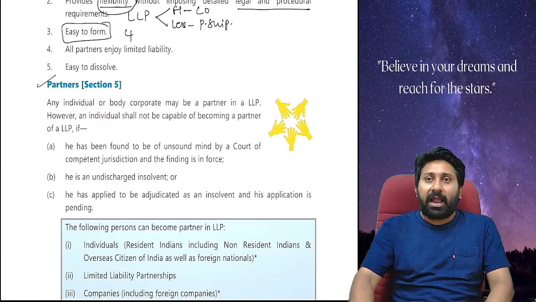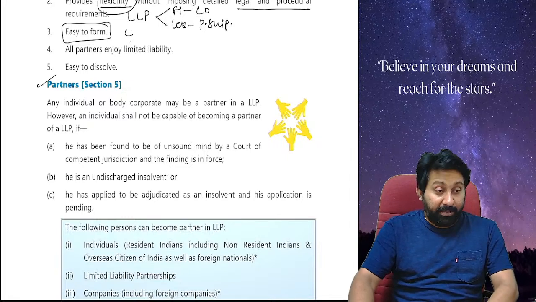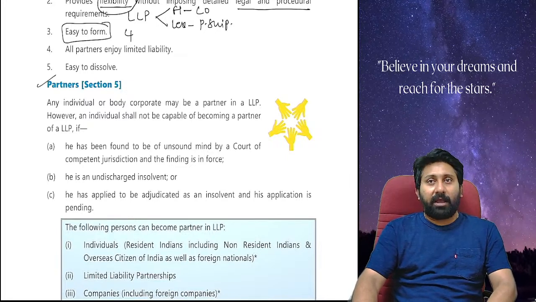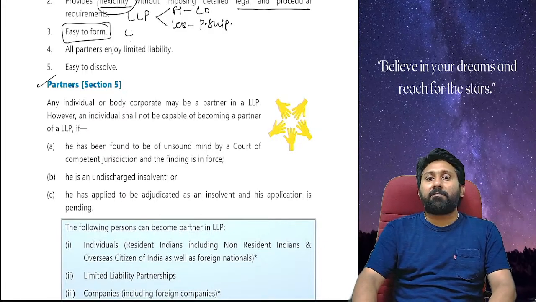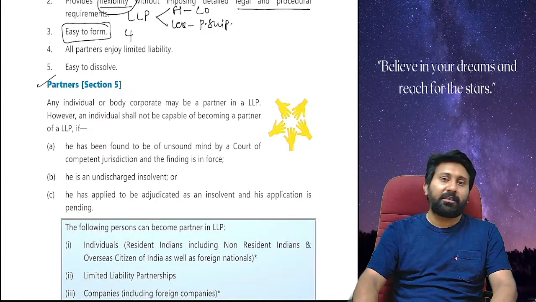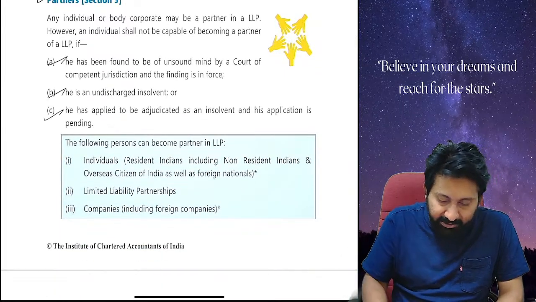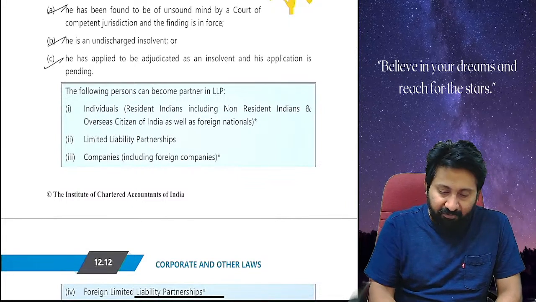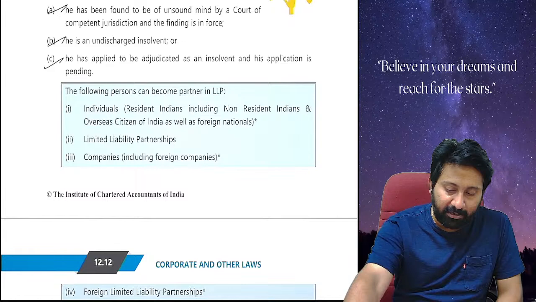Only individuals and other persons recognized by law can become partners in an LLP. This means an LLP cannot entertain other than recognized legal persons as partners. Simply to tell, a partnership cannot become a partner in an LLP. To become a partner in an LLP, you should be a legally recognized person like an individual or any other body corporate. So A, B and C, all the three are completed. Following persons can become partners in an LLP.